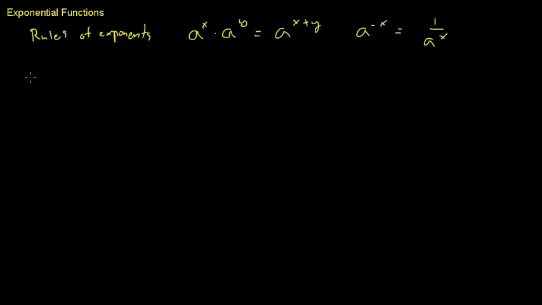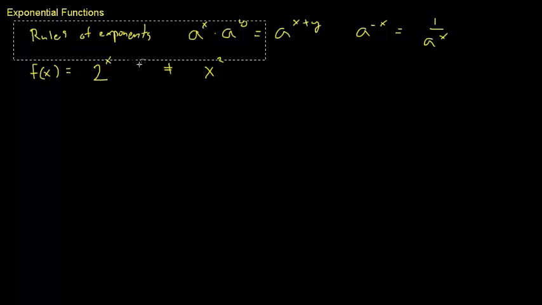Alright, so let's look at an exponential function, and a good starting point is f of x equals 2 to the x. Now notice, of course, this is not the same as the quadratic function x squared. The input variable here is in the exponent rather than the input variable being in the base.